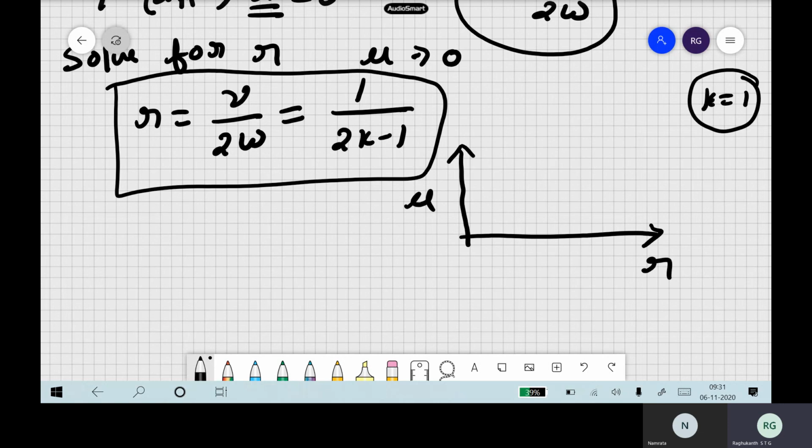So where you have to mark it? Since mu anyway we are assuming to be very, very small, this is my stability boundary actually. Now when k is equal to 3, what happens?